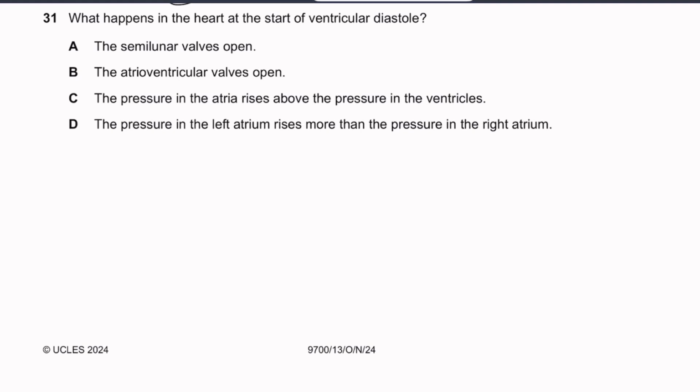Now, what happens in the heart at the start of ventricular diastole? At the start of ventricular diastole, all the valves are closed, obviously except for the atrioventricular valves, which are open, and the blood just fills in. Okay, atrioventricular valves are open, that is true. Semilunar valves are open, that's wrong. The pressure in the atria rises above the pressure in the ventricles. No, that happens during atrial systole, which is a different phase. Ventricular diastole is part of general diastole, and so here we don't have any rising in pressure. The pressure is just dropping. The pressure in the left atrium rises more, no and no, so it's B.